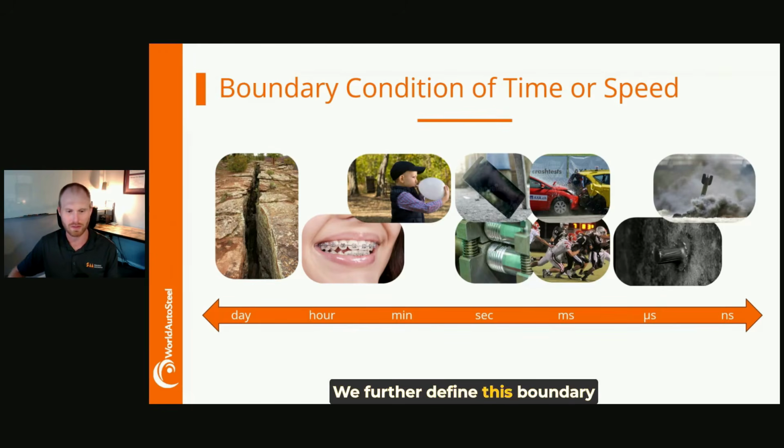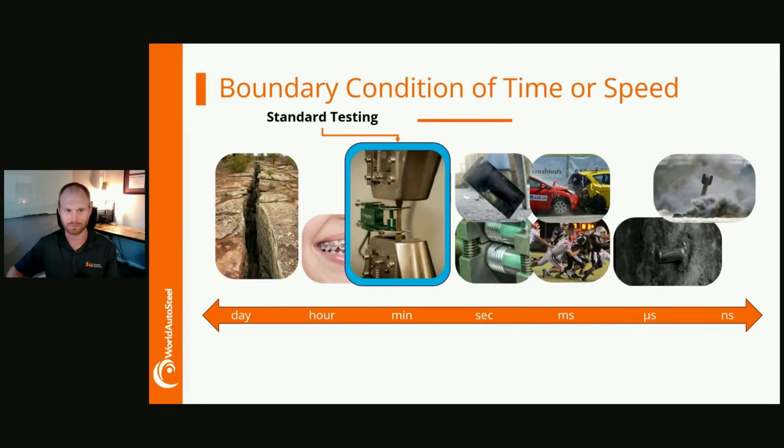We further define this boundary condition of time or speed as a rate of applied strain, also known as strain rate. Its unit is therefore strain per second, or simply called per second, but it's not to be confused with the frequency unit of hertz. Now, this is where we see the biggest problem. The standardized testing, like I said, is right around a minute.